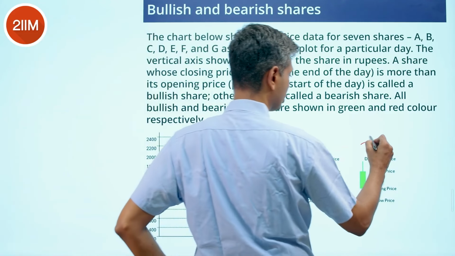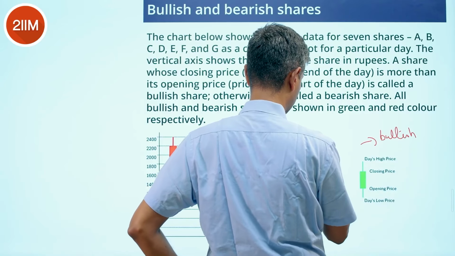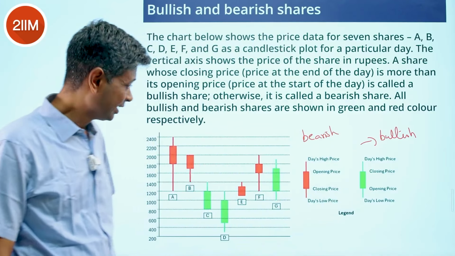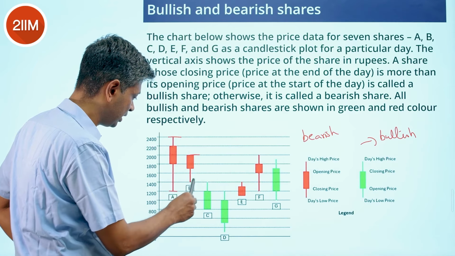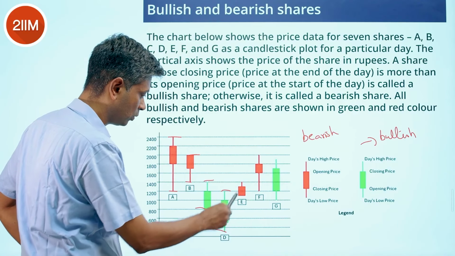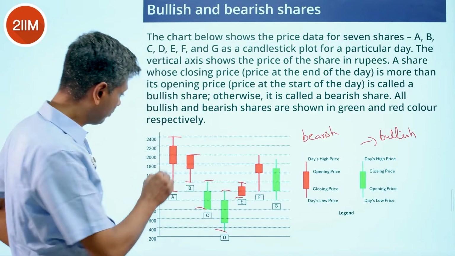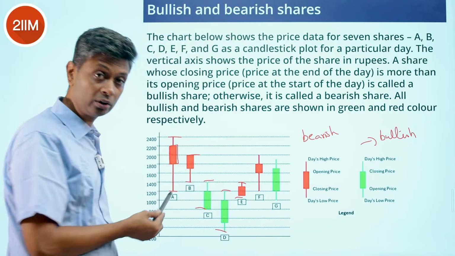This is bullish, so ends higher. This is bearish, ends lower. Okay. The extremes are the day's high and day's low. Day's high, day's low. Day's high, day's low. High, low, high, low. That part is straightforward. Right? This more solid thing is opening and closing.